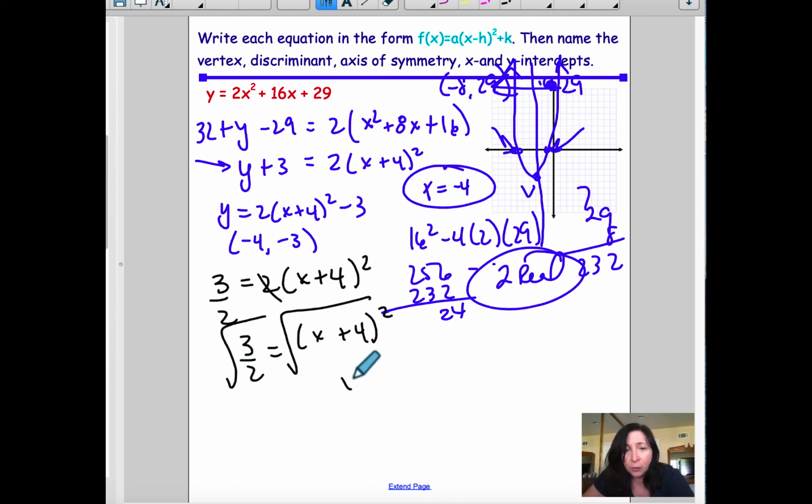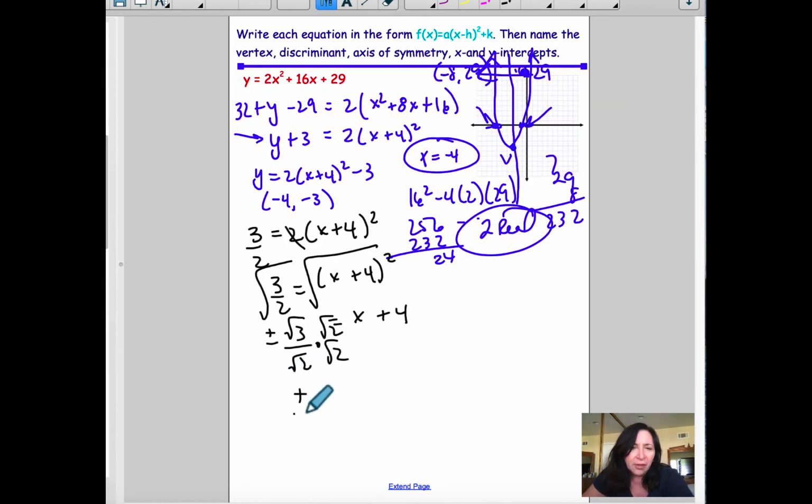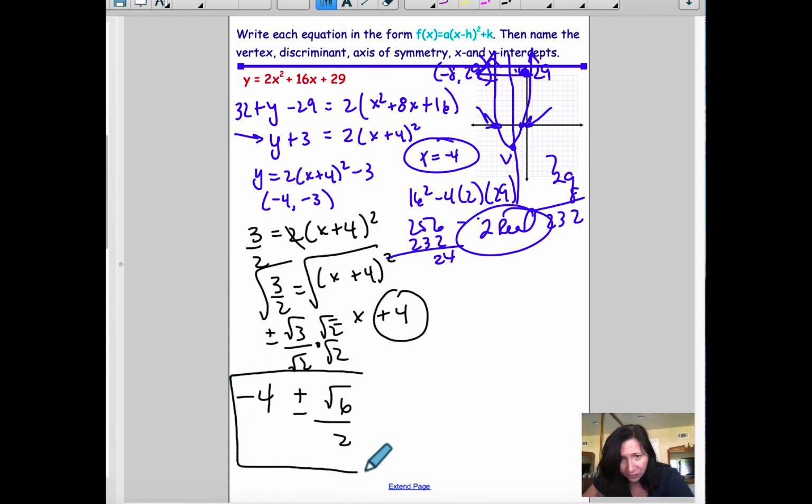When I do that, on the left I get x plus 4, and on the right I get plus or minus the square root of 3 over the square root of 2, which I'm not going to leave like that. I'm going to multiply by root 2 over root 2, and I get plus or minus the square root of 6 over 2. Then I'm going to move the 4 over to the other side. These values, not imaginary, just radical, are my x-intercepts, because we solved by completing the square and square rooting both sides.